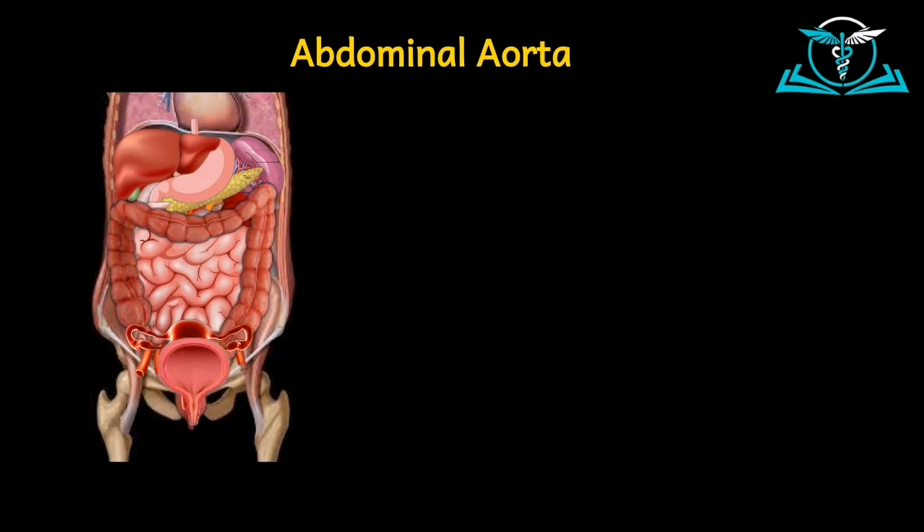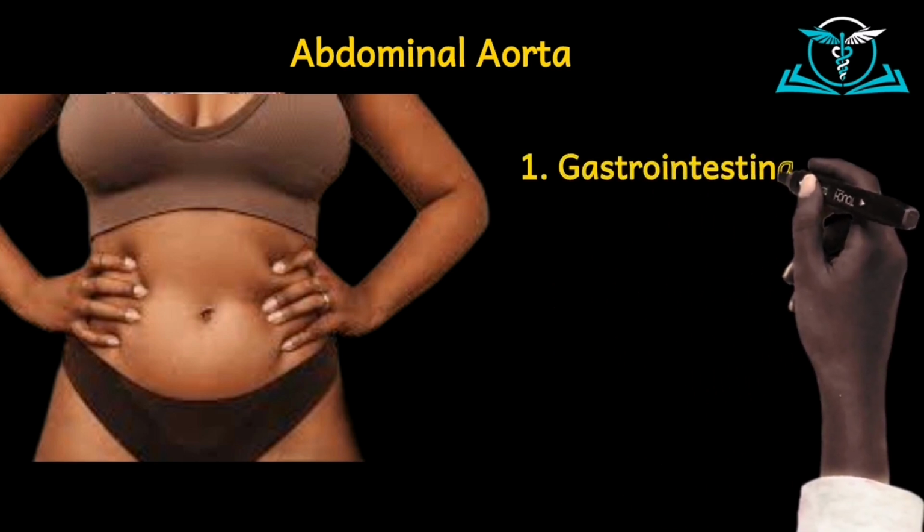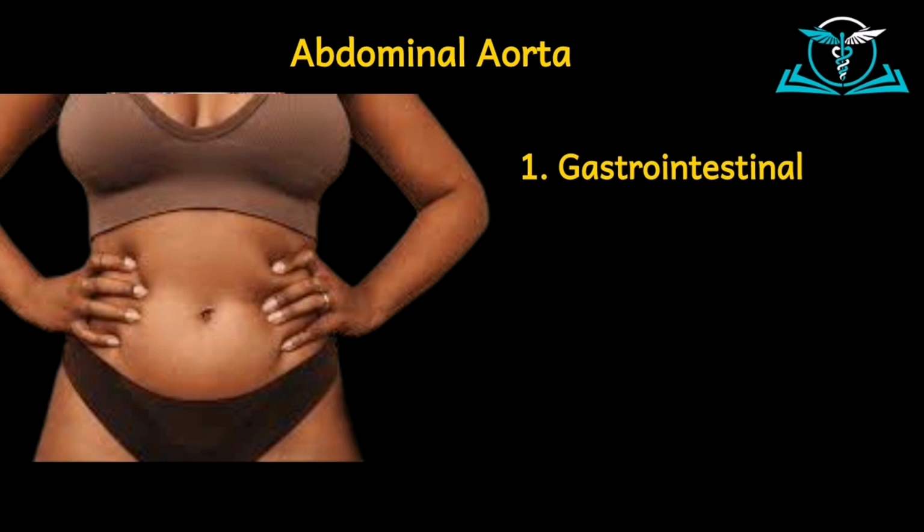Then this structure is covered by the anterior abdominal wall, and so we have an idea of which structures are found in the abdomen. We know that the most predominant system found in the abdominal cavity is the gastrointestinal system. And so we need to know which branches from the abdominal aorta supply the gastrointestinal system. Now, from embryology, the gastrointestinal system is divided into the foregut, the midgut, and then the hindgut.